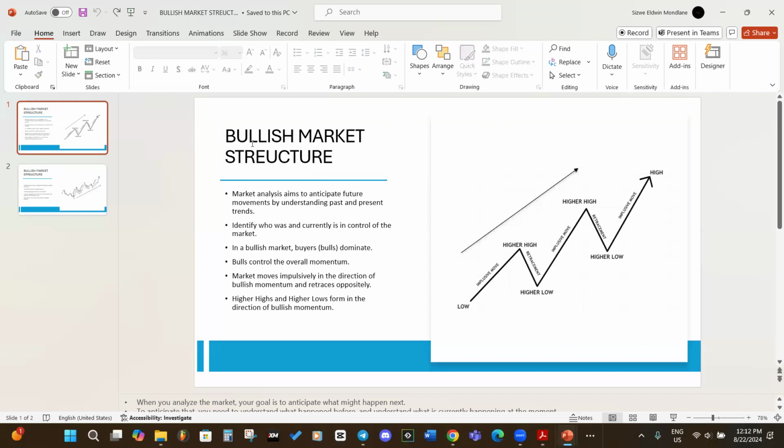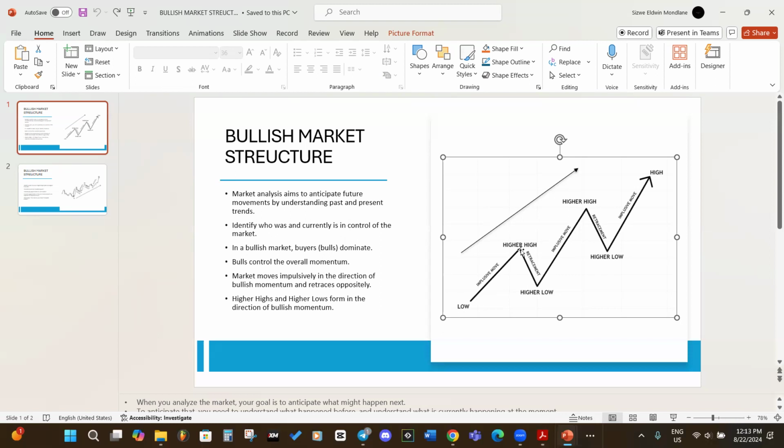The first thing we'll be looking at is bullish market structure. If you look at this picture, it represents a general bullish market structure. How do we know that this is bullish? It is characterized by higher highs and higher lows. First you need a low and then a higher high, then a higher low, higher high. Overall the market is pushing upwards, so bulls or buyers are in control of this market.